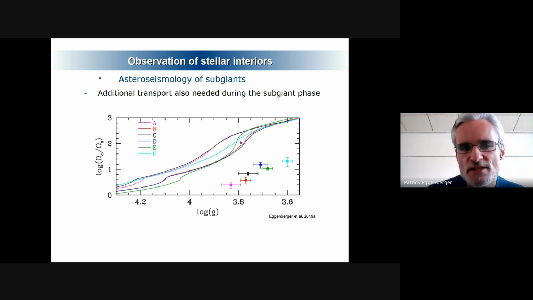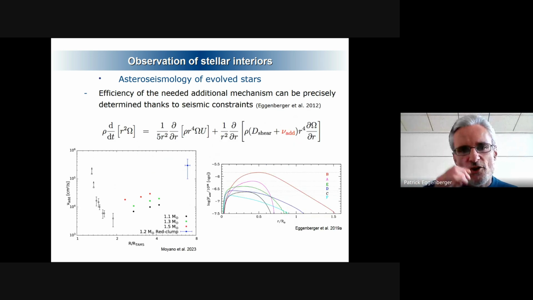We see the models, and typically we are already at 1 or 2 orders of magnitude higher in differential rotation compared to observation. So once again, we need an additional transport process for angular momentum for these stars compared to what we described before with hydrodynamical processes only. A key point is that we can use these asteroseismic data to characterize the efficiency of this additional unknown process.